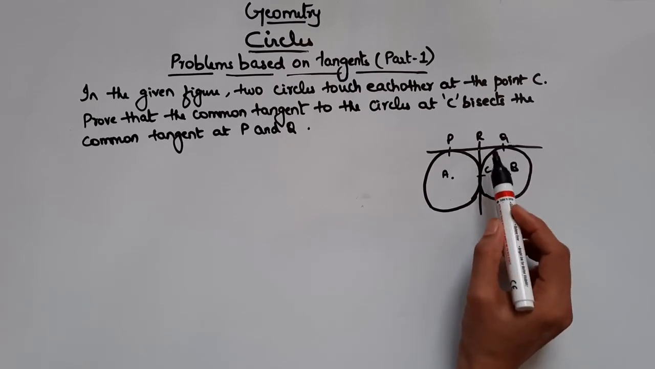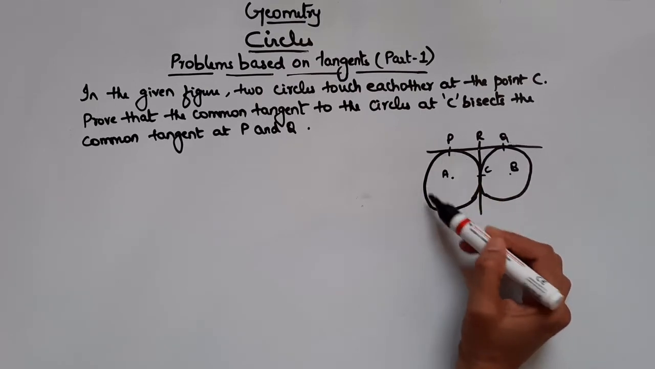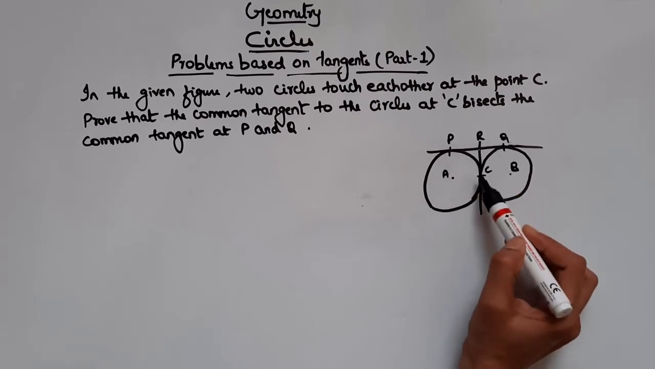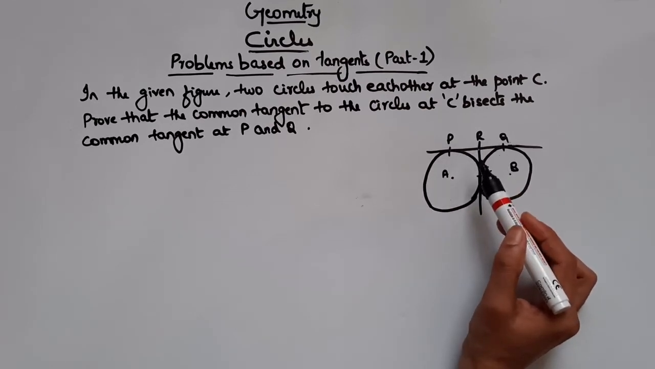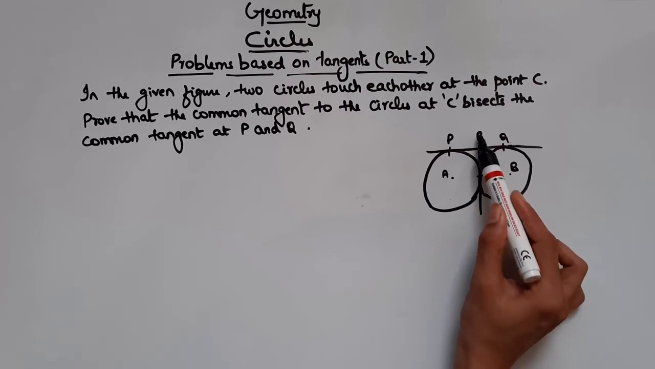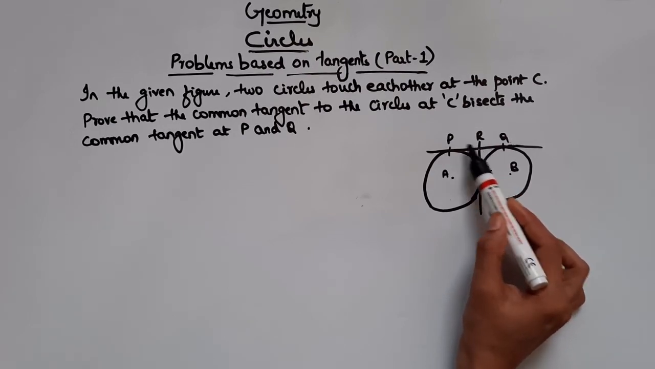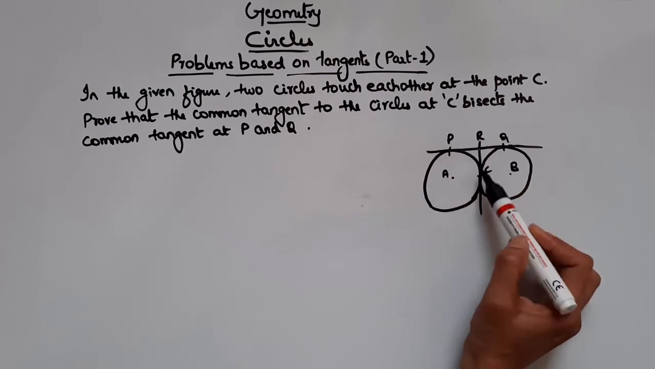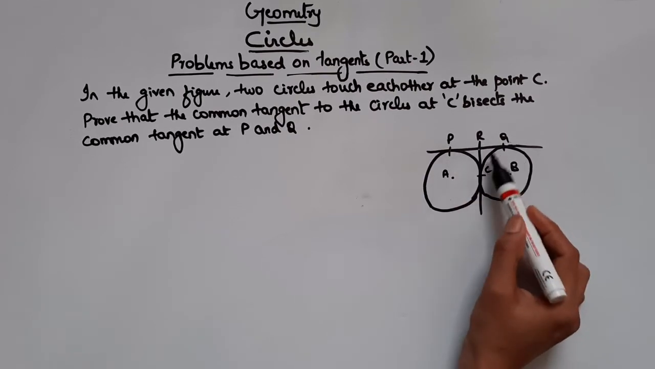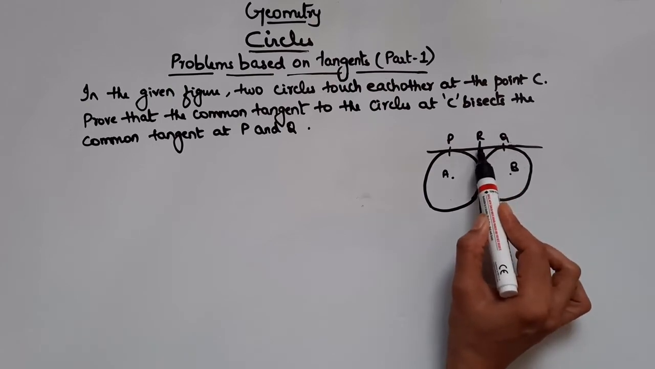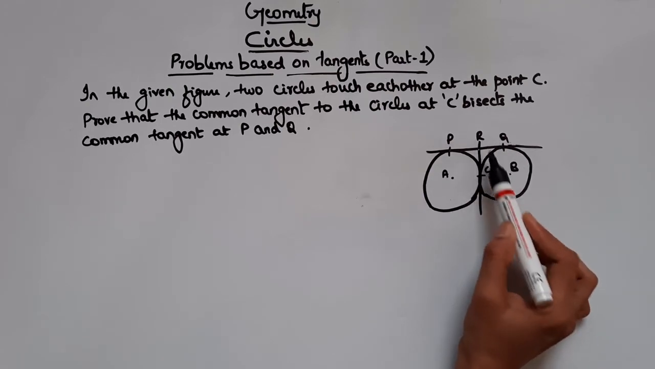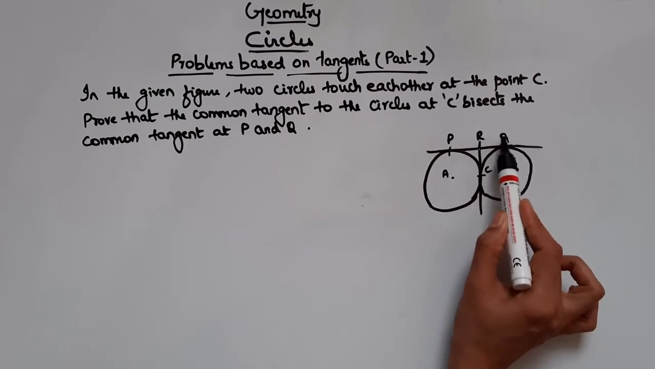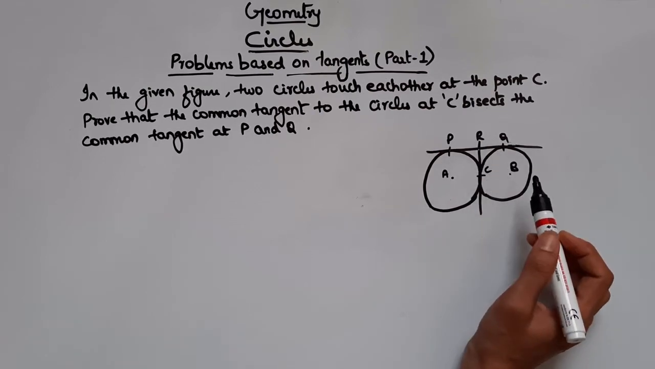So now if you see the diagram, here R is the external point to this circle and RP and RC are the tangents to this circle, right? So therefore by theorem we can say tangents drawn from an external point to this circle are equal. So therefore we can say RP is equal to RC. Similarly to this circle, R is the external point and RQ and RC are the tangents to this circle. So therefore we can say RQ is equal to RC, right?